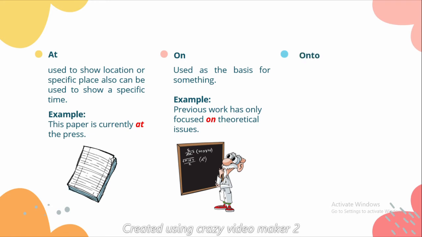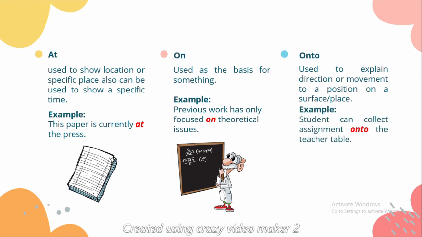And the third one is onto. Onto is used to explain direction or movement to a position on a surface or place. In other words, onto indicates putting or moving something on top of or to a position on. For example, students can collect assignments onto the teacher's table. So, in this case, the assignment is on top of the teacher's table.